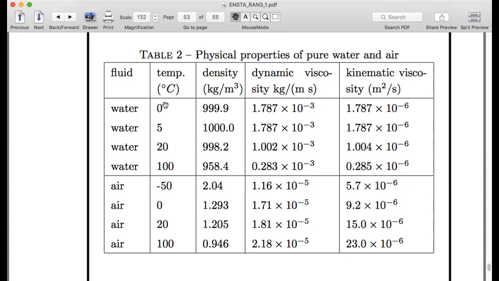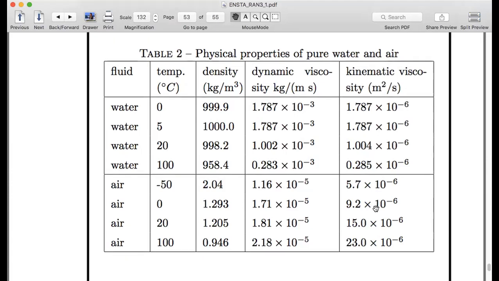I guess in principle, if you wanted a very precise calculation, you would have to keep track of the temperature of the fluid and adjust your viscosity accordingly, right? Because it's changing a little bit. Say in water here, between 5 degrees Celsius and 20 degrees Celsius, it changed less than a factor of 2, but it changed noticeably.